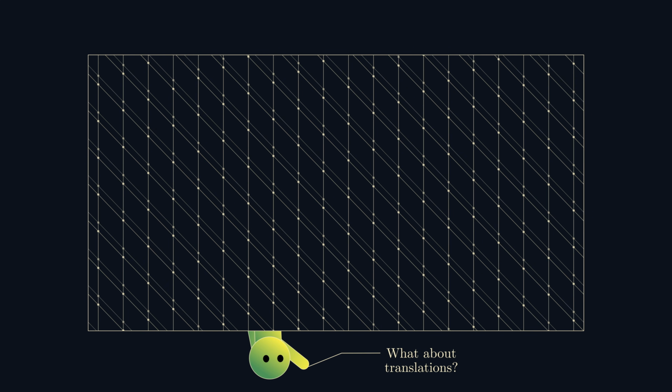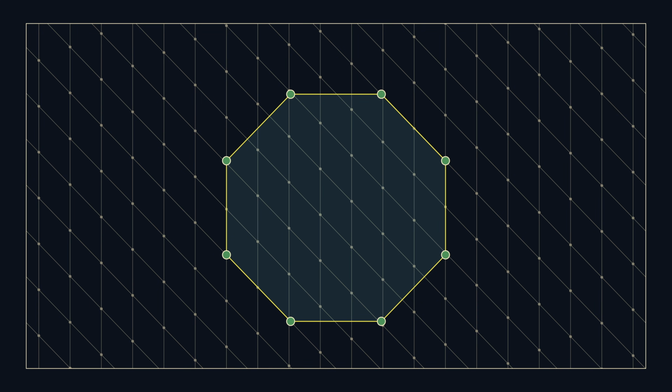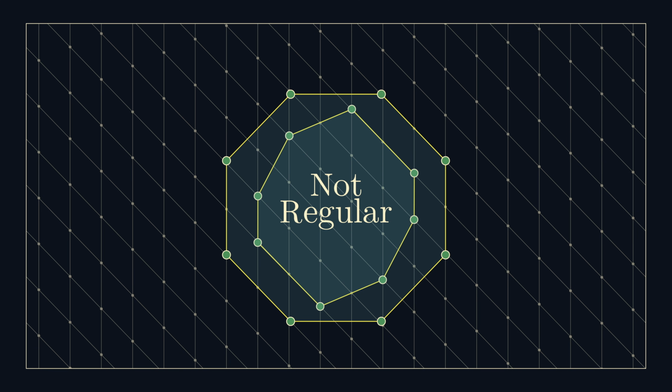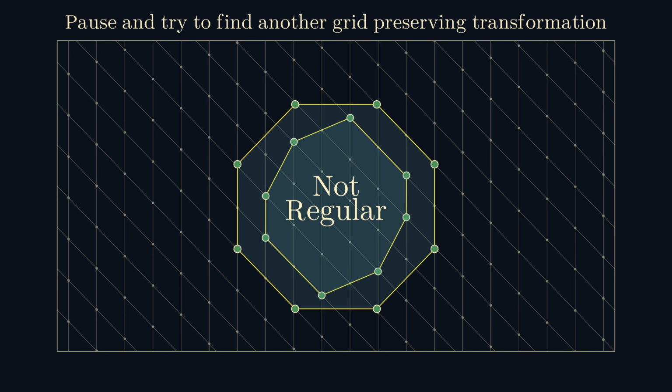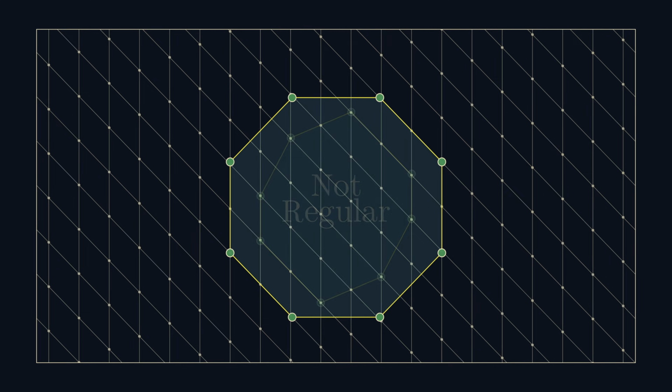Well, translations don't seem very useful. It's not exactly clear how we'd find a strictly smaller regular n-gon using translations. I'd encourage you to pause and try to find another transformation which leaves the grid invariant. Well, given that we have a grid of parallelograms, maybe we can use this to generate a transformation.